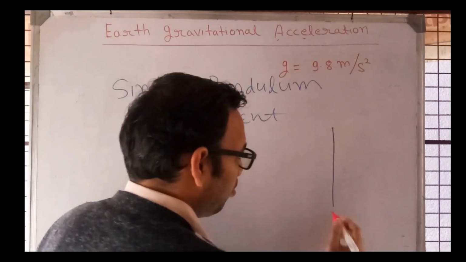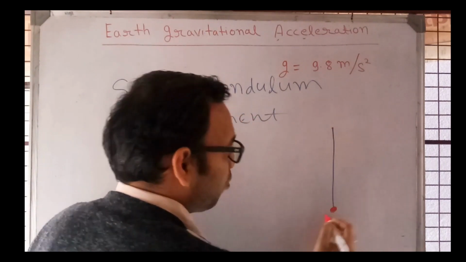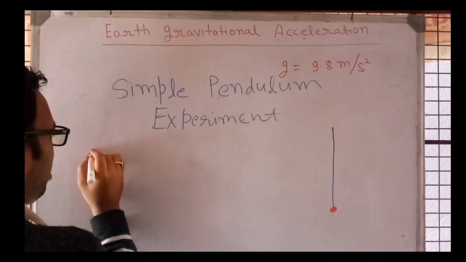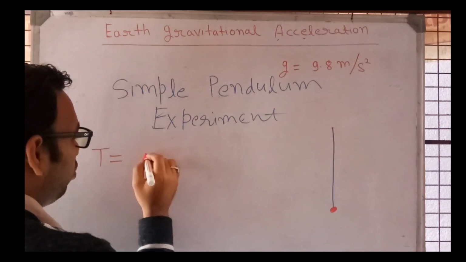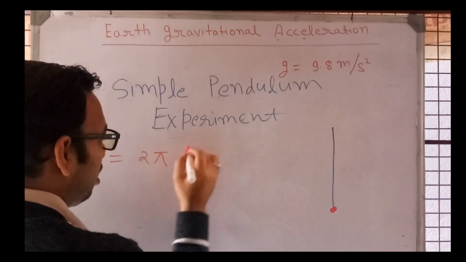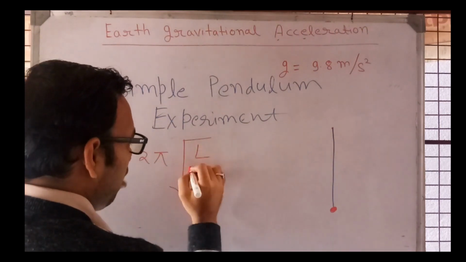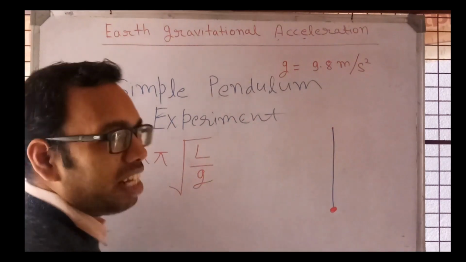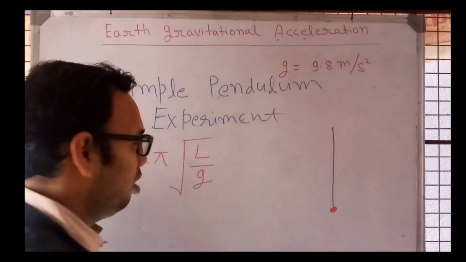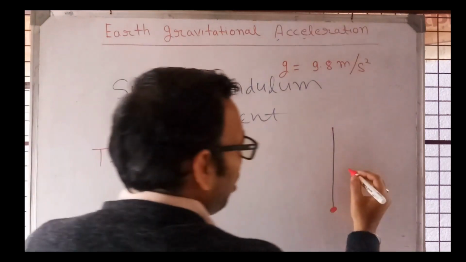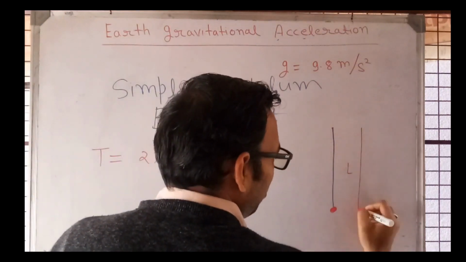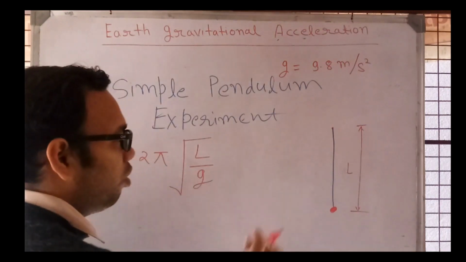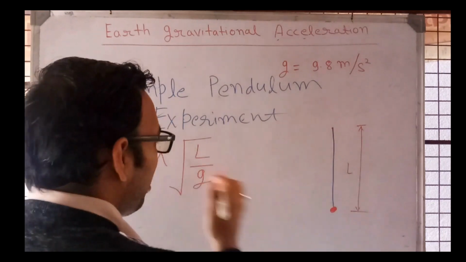So this is my bob, and we have to find the time period. The time period is equal to 2 pi under root L by g. The g is the value of gravitational acceleration, and L is the length of the pendulum. This is the length from here to this point. So we will find the values of L and g.